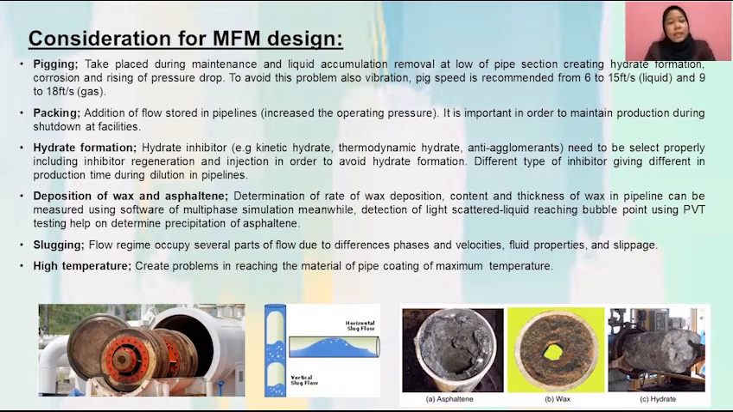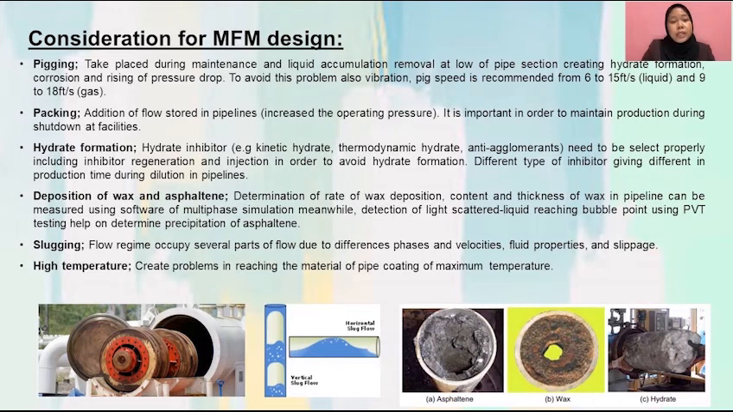And the second point is hydrate formation. There are three types of hydrate inhibitor that are usually used, which are kinetic, thermodynamic, and anti-agglomerant. Note that different types of inhibitors give different production times during dilution in pipelines. Okay, the third point is deposition of wax and asphaltene. A few techniques have been used to reduce this deposition, such as shear reduction, minimizing pressure drops, mixing asphaltic crude with lean feedstock, and continuous chemical injection such as deasphalted oil or aromatic solvent.